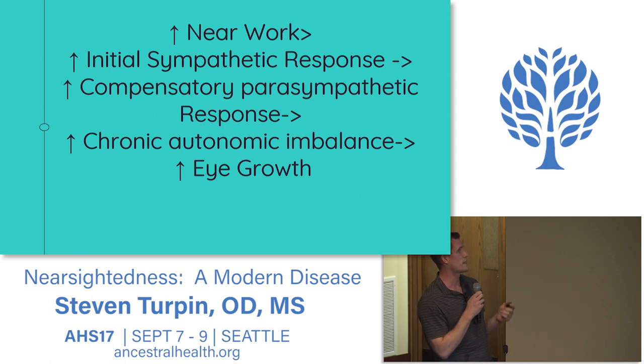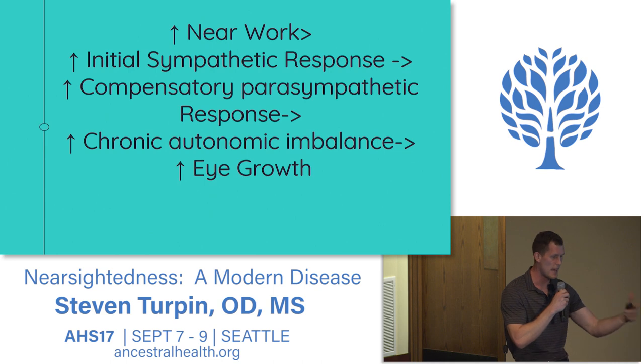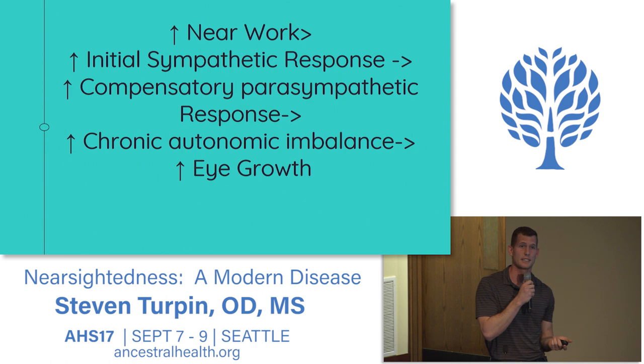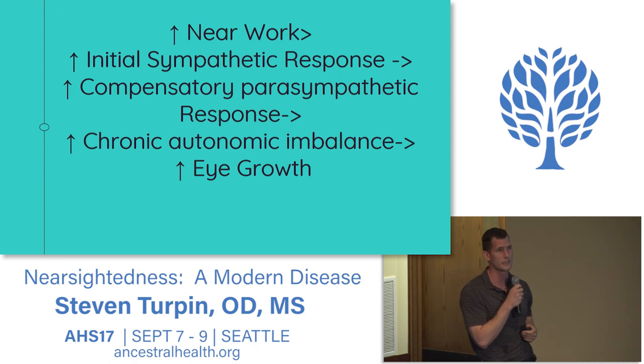Behind that, the one thing that might provide some evidence that that could be it is that we use atropine, which is a parasympathetic blocker, and a lot of folks use that to actually slow myopia. So by blocking the parasympathetic system, we think that that can actually slow myopia progression.